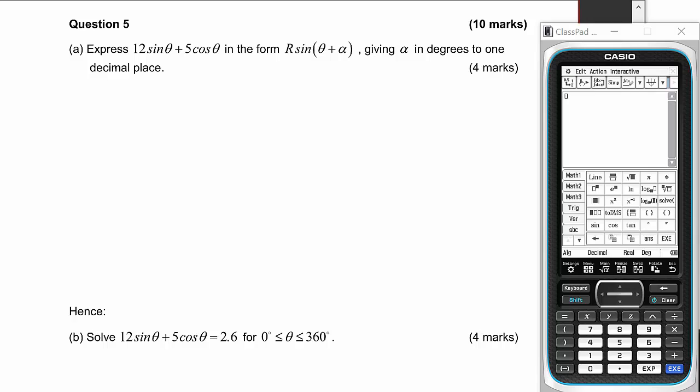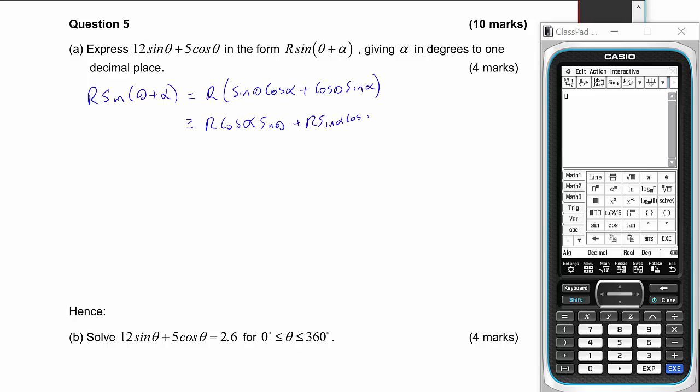So the first thing we want to do is express 12 sine theta plus 5 cos theta in the form r sine (theta plus alpha). Well, r sine (theta plus alpha) is r into (sine theta cos alpha plus cos theta sine alpha), which is r cos alpha sine theta plus r sine alpha cos theta.